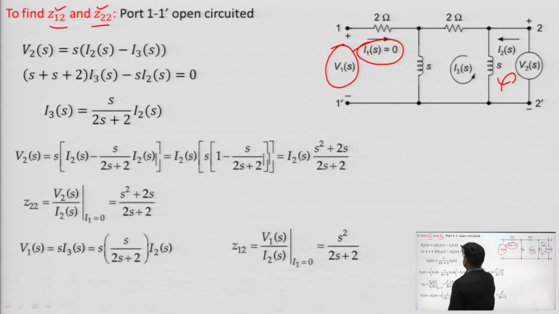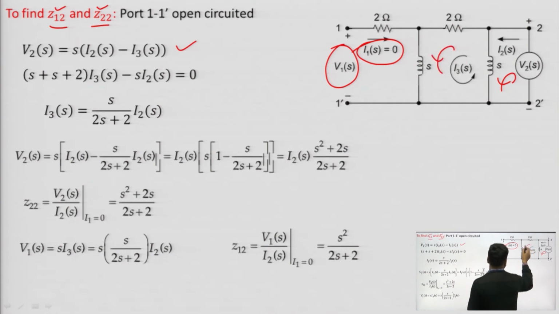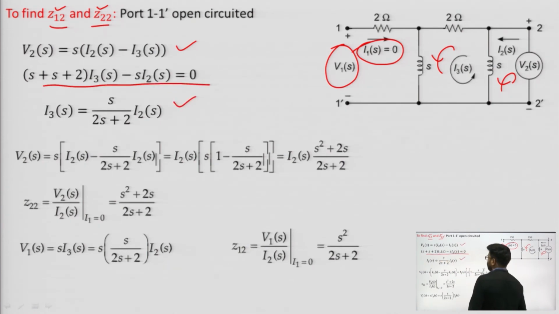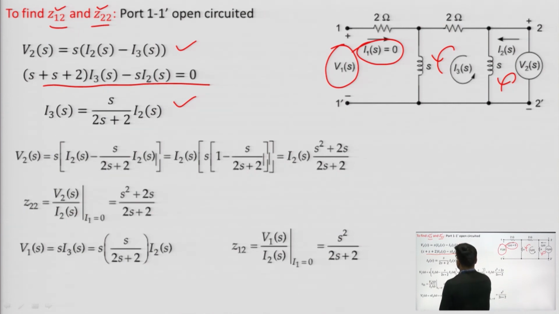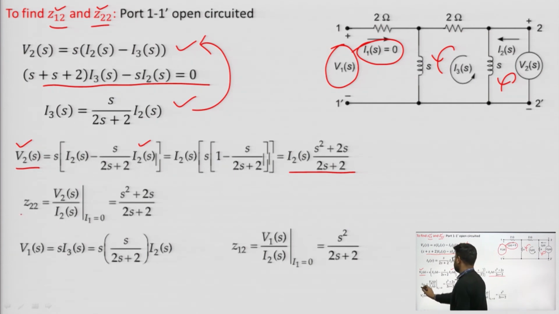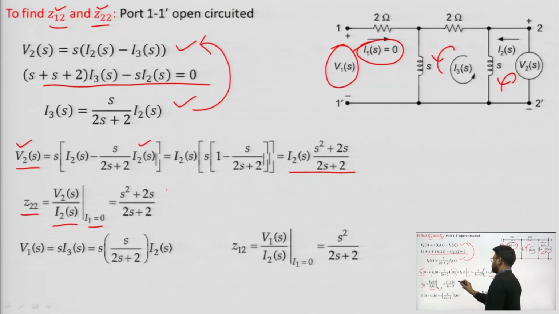V2(s) will be equal to s into I2(s) minus I3(s), and on applying KVL in this loop, we will get s plus 2. So we will get I3 in terms of I2 here. So we will put the value of I3 in this equation. On putting the value of I3, we will get the equation in V2 and I2(s). So we will get it as I2(s) into (s square plus 2s) by (2s plus 2). So Z22 will be equal to V2 by I2, keeping I1 equal to 0, that is (s square plus 2s) by (2s plus 2).